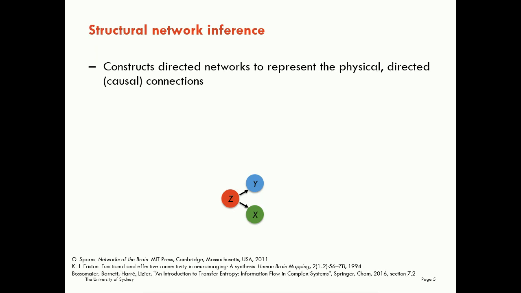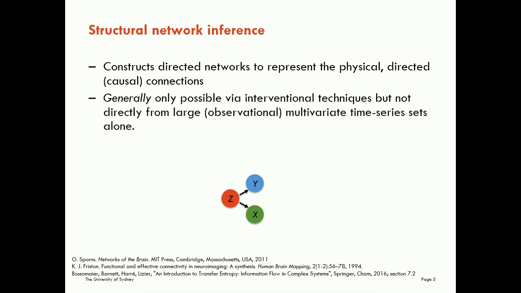Structural network inference, on the other hand, is kind of at the other extreme. It is looking directly at constructing the directed relationships here, so not undirected anymore, but directed, to represent the real physical directed or causal connections in the network. So here in this common driver example that we just looked at, we've got our black arrows representing the real physical directed causal connections here, and that is what structural network inference is trying to unveil. We need to understand that this is generally only possible to do via interventional techniques.